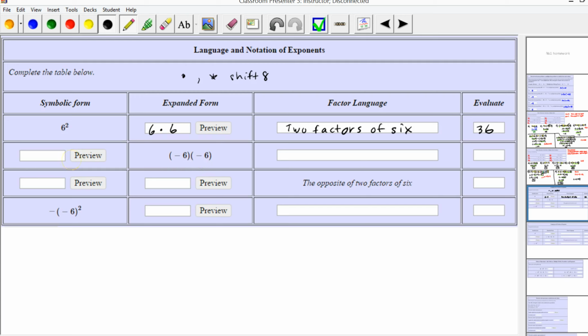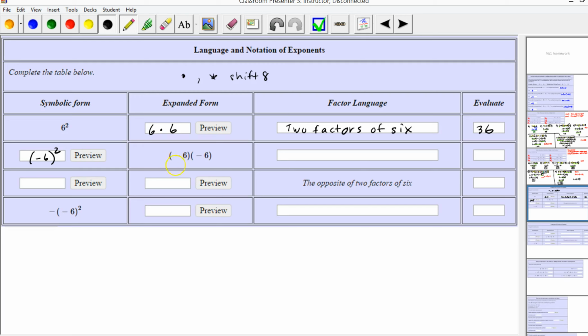So to write that in symbolic form, we would need to put the -6 in parentheses and then put the squared sign outside and raised above the parentheses. So notice we have one down here, and we'll see another case where we're going to have an opposite sign on the outside. Here we could think of this as the opposite of 6 squared, but lots of times we just use the opposite when we have an extra one.